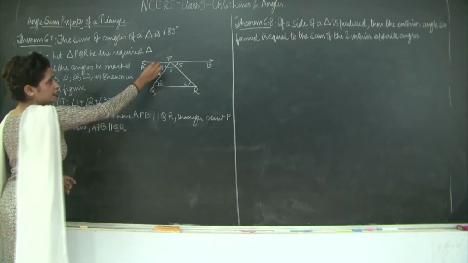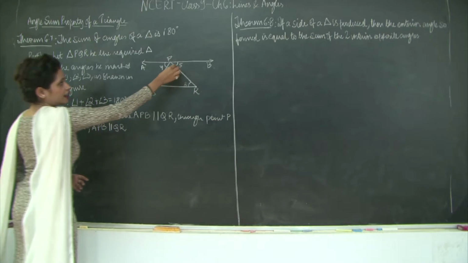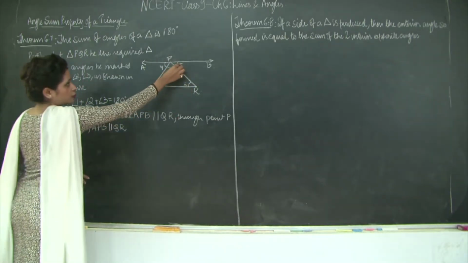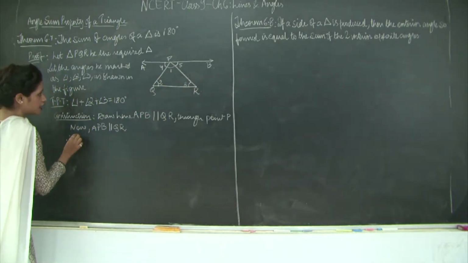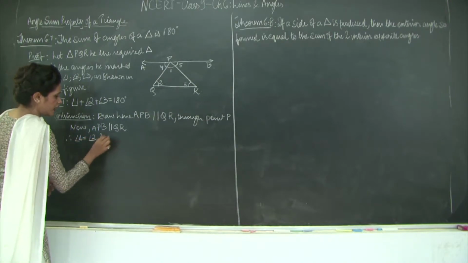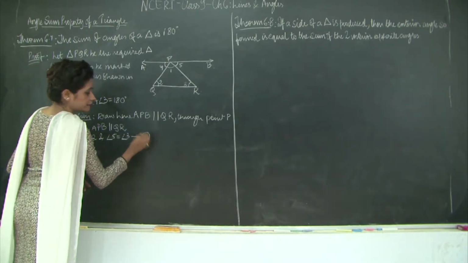Therefore, what do we get? We get two alternate pairs of angles, which are angle 4 and angle 2, which are equal to each other, as well as 5 and 3, which are equal. That is, angle 5 is equal to angle 3. Therefore, angle 4 is equal to angle 2, and angle 5 is equal to angle 3. I'll mark this as 1.